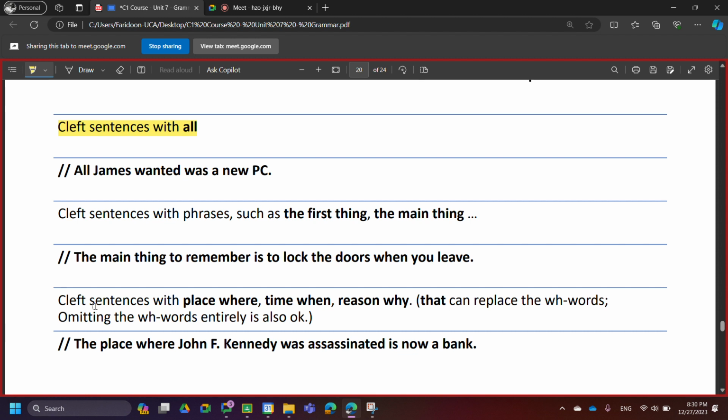You can also have cleft sentences with place where, with time when, and with reason why. That can replace the WH words like where, when, why, and omitting the WH words entirely is also okay, like completely removing it without even bringing that is also correct. Example, the place where John F. Kennedy was assassinated is now a bank. You can also say, the place that John F. Kennedy was assassinated is now a bank. And even if you don't like it, just remove it and say, the place John F. Kennedy was assassinated is now a bank. That is also entirely okay.